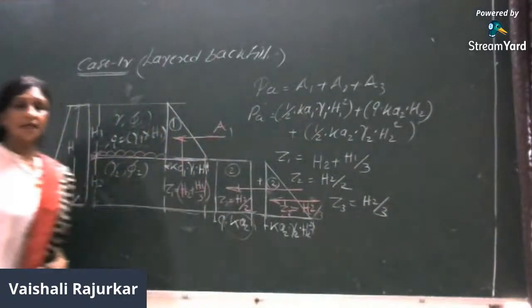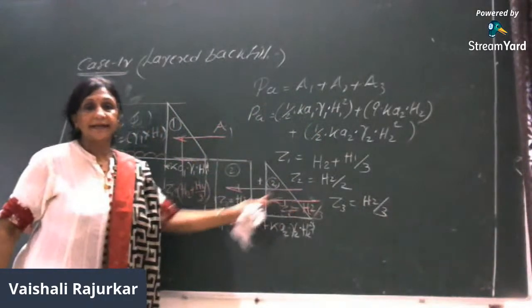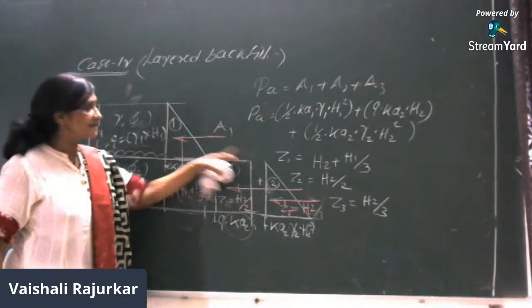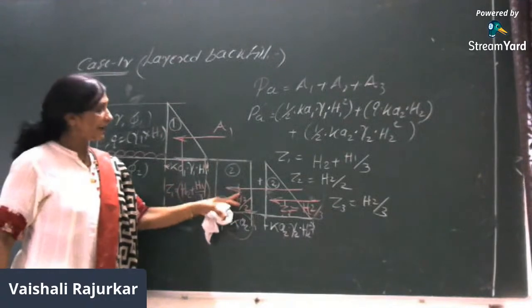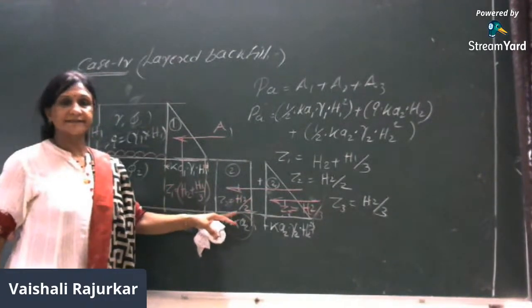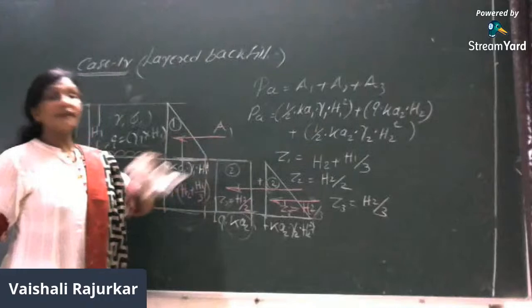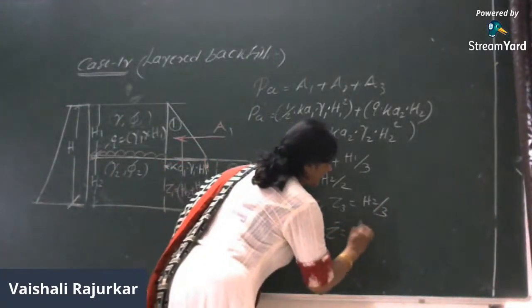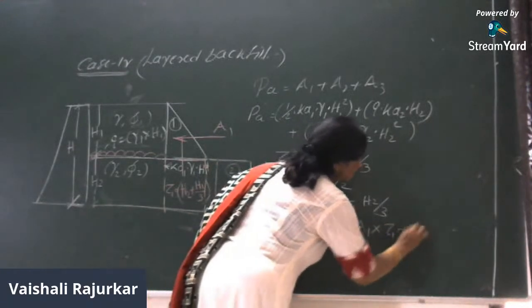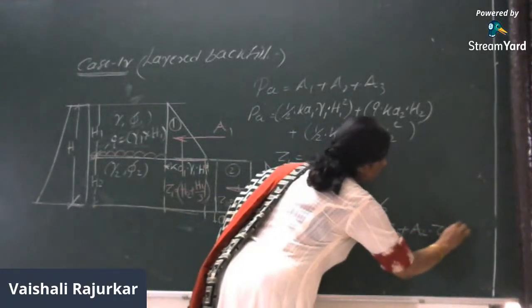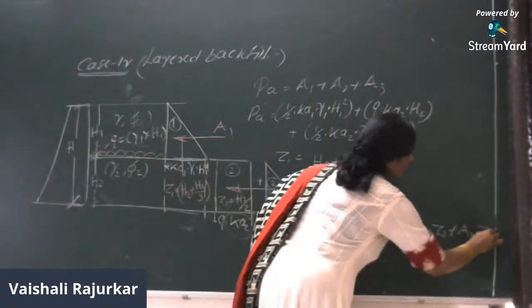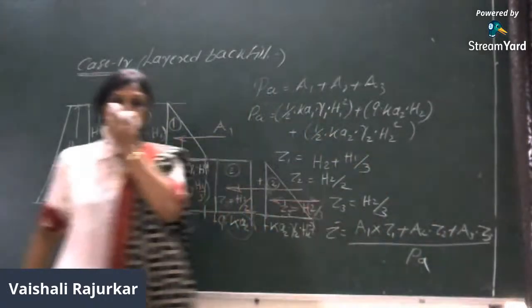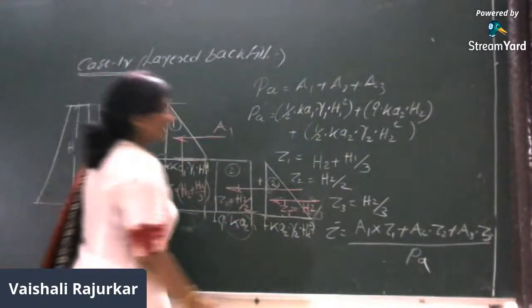Why is it H2 by 3? As it is a triangle, and the CG of a triangle is at H by 3 distance from the bottom, whereas this is rectangular, where the CG of a rectangle is at H by 2 distance from the bottom. Then here the total CG will be at Z bar equal to A1 into Z1 plus A2 into Z2 plus A3 into Z3 divided by total PA. And it will be calculated in meters.